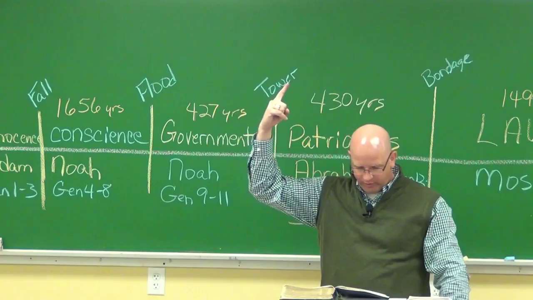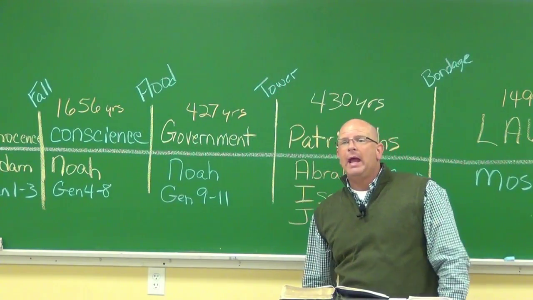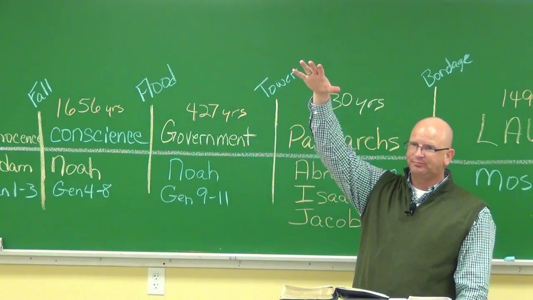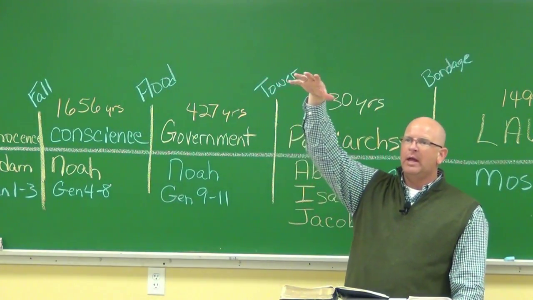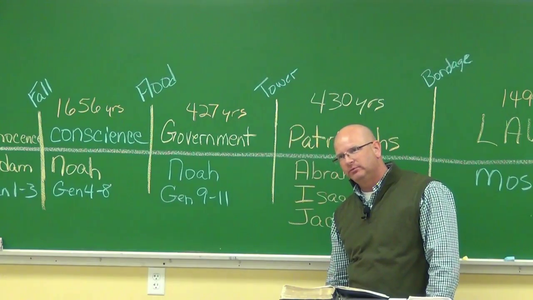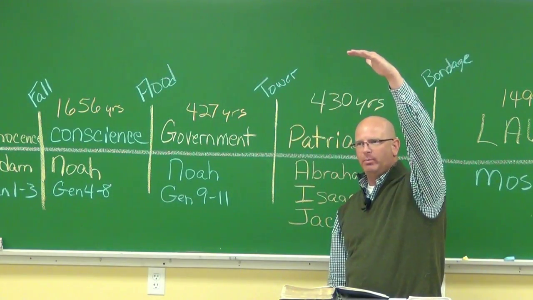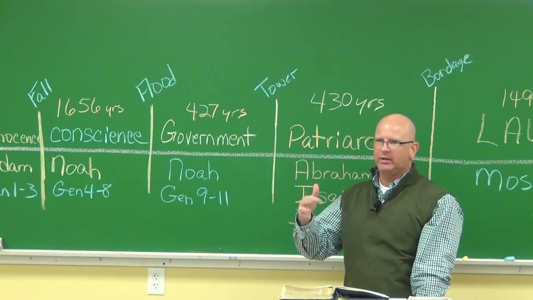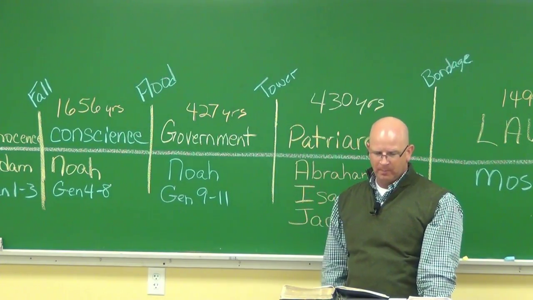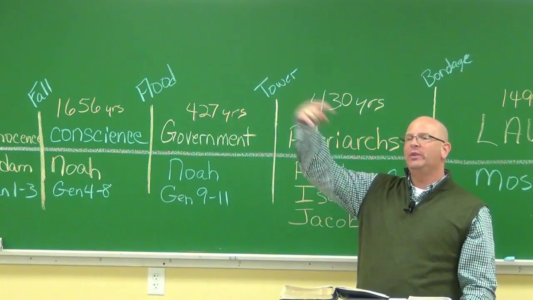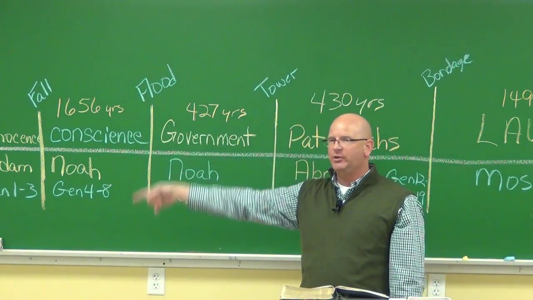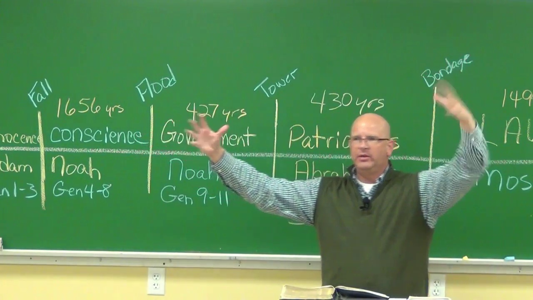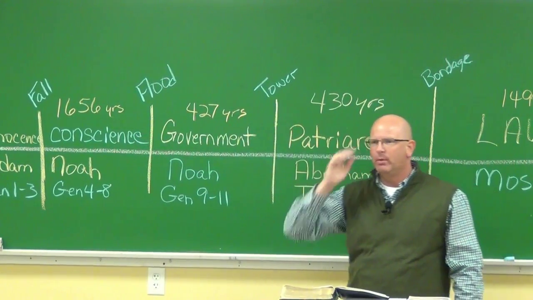Japheth went to the north and migrated up to the north and established Europe. Ham went to the south, Africa, Egypt. And then Shem went to the east and established Asia. And there's your three groups that this all goes back to, those three boys.